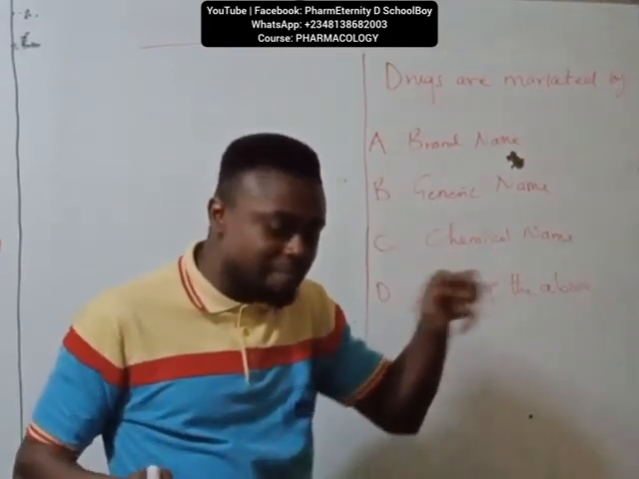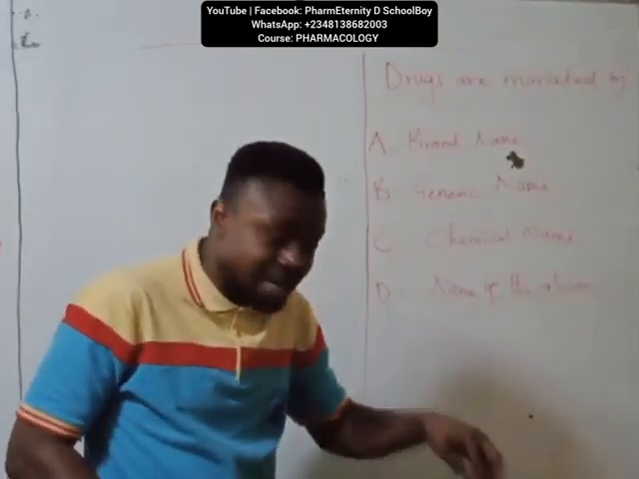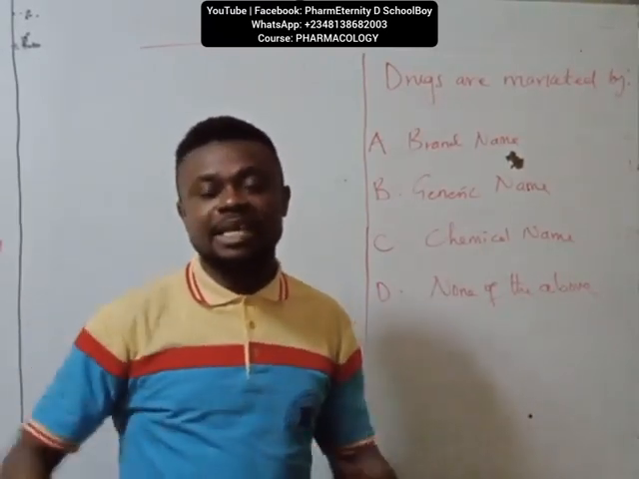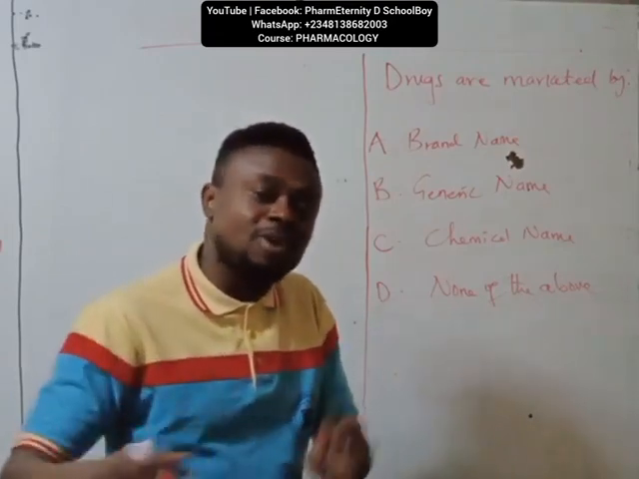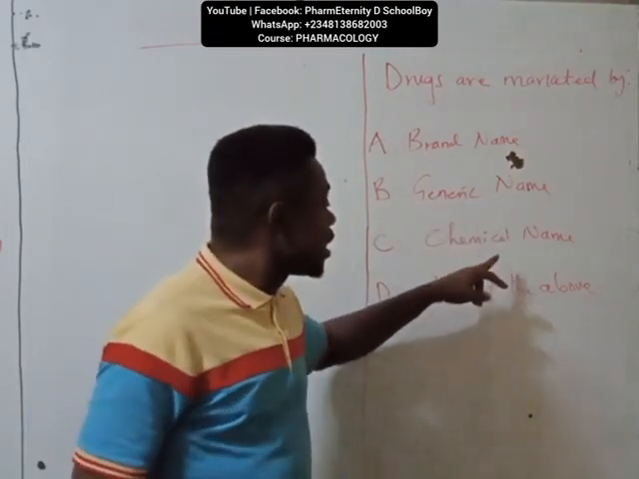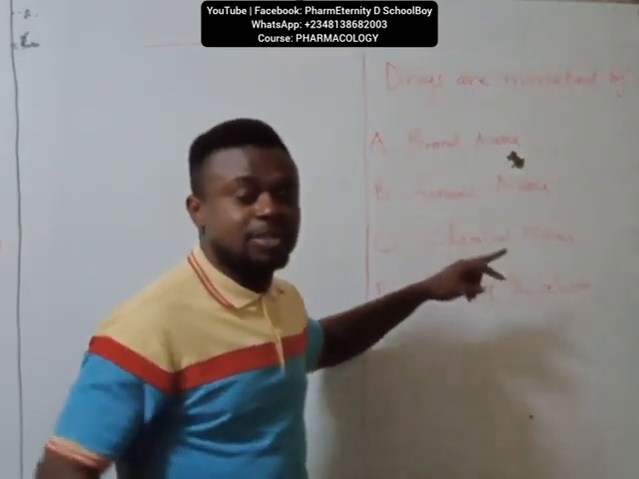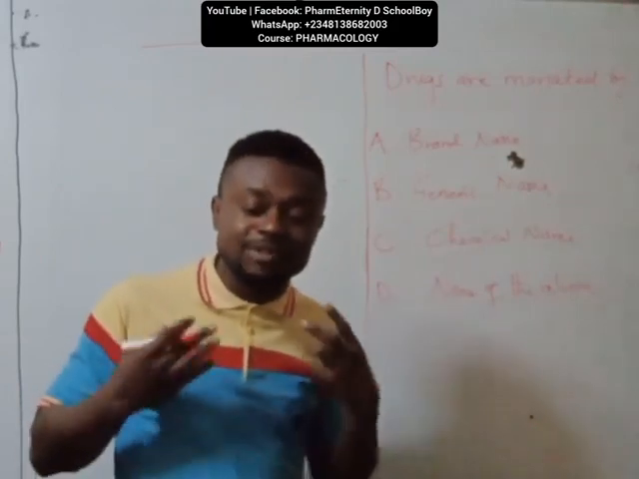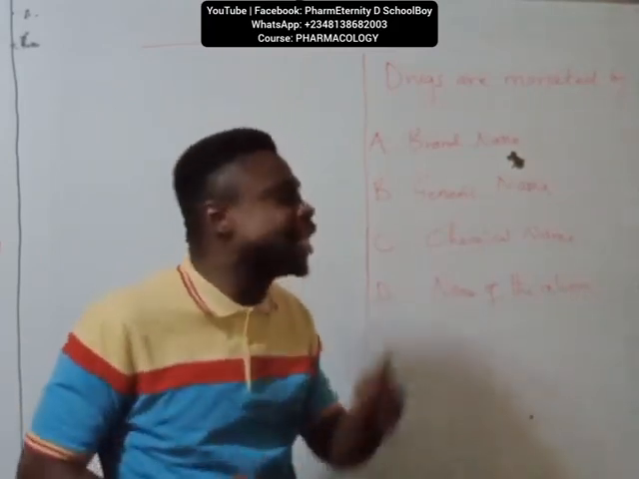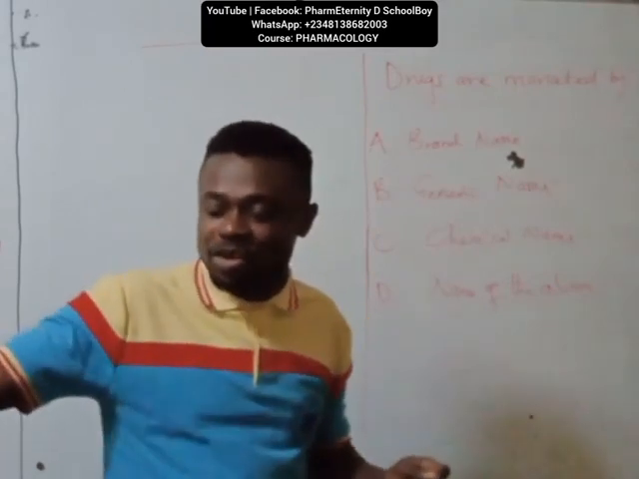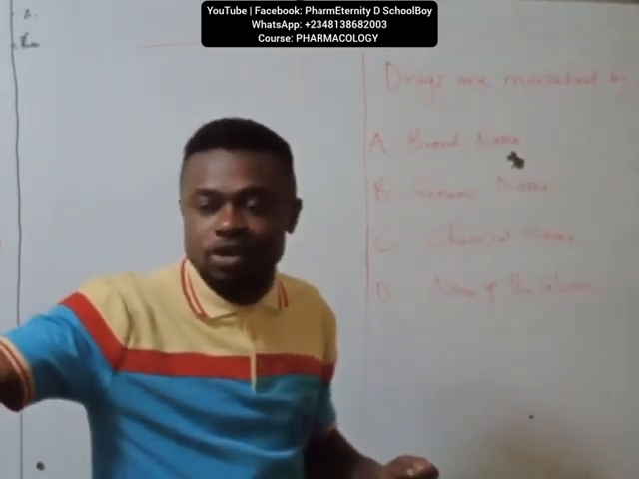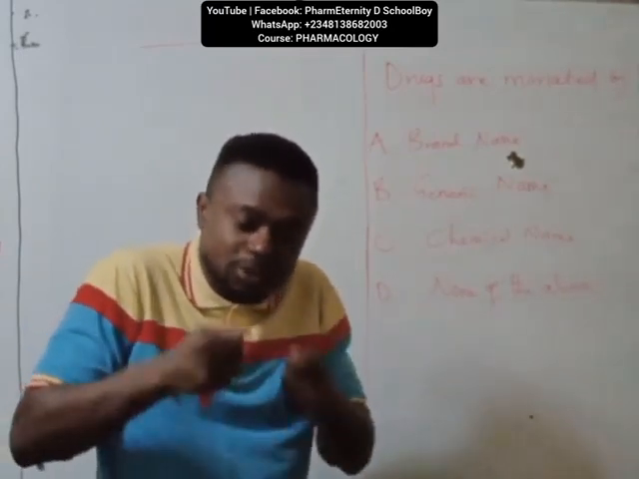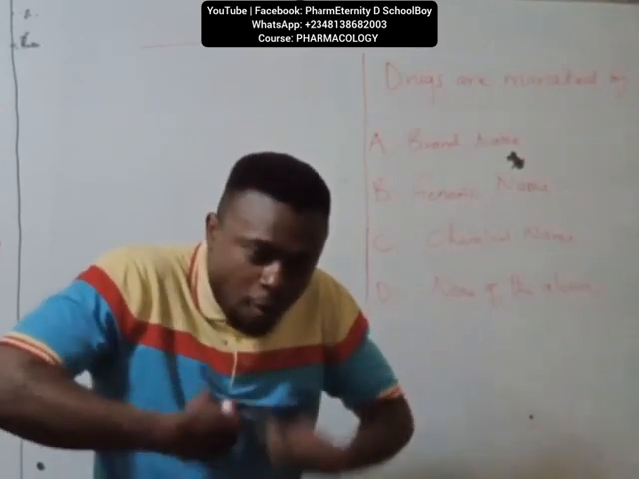The brand name given by the innovators of that particular drug, and the brand name given by other pharmaceutical manufacturing companies that started manufacturing the drug after the patent right must have expired. Those ones are still brand names. So basically, a brand name is a name given to a drug by a company, be it the innovator brand or the other non-innovator brands, to protect it as their own property.